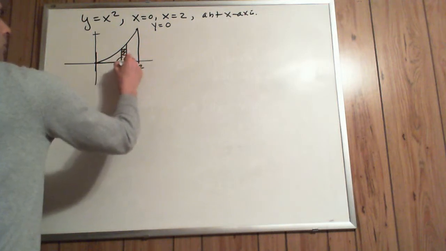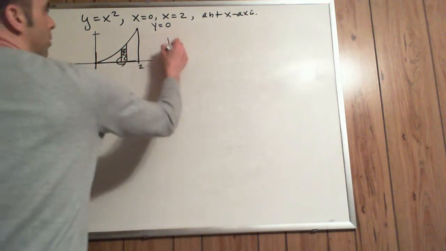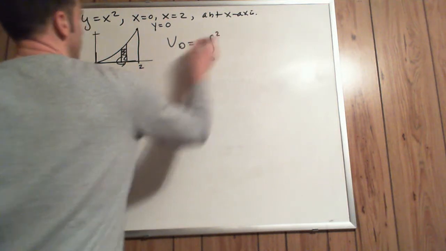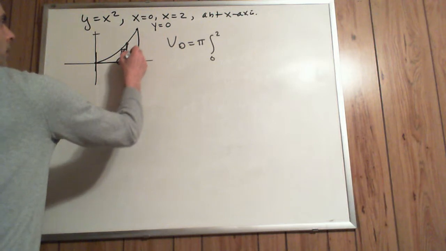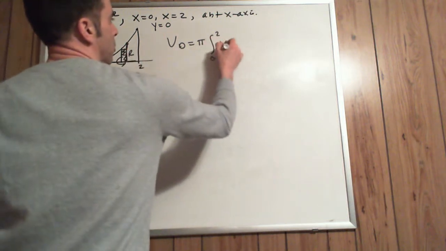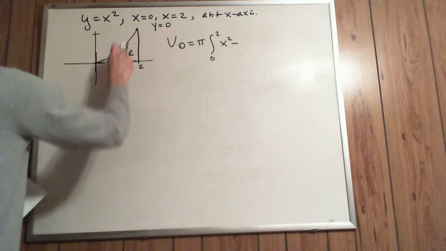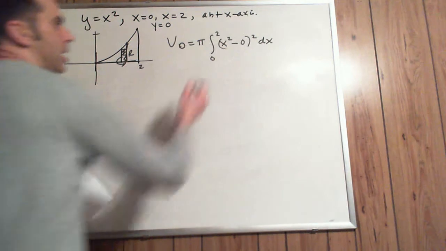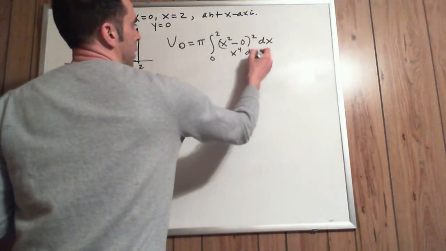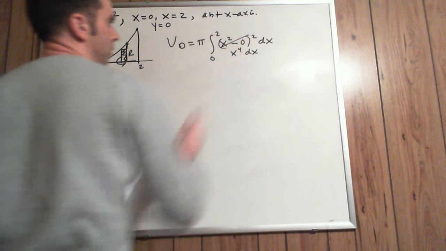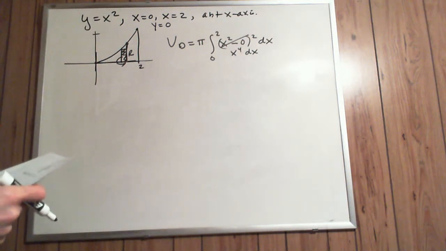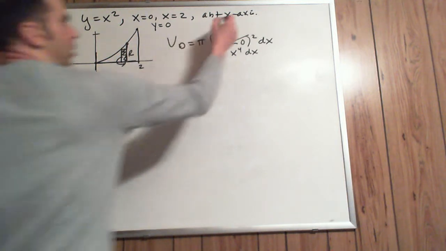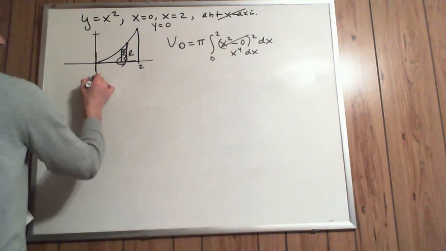Okay, well, this is still volume by disk. So volume by disk would be equal to pi times the definite integral from 0 to 2. How long is this? That's the radius of the disk. So that's x squared minus 0, top minus bottom, close it, square it, dx. And that would clean up to be x to the 4th dx. And then that would be x to the 5th over 5 from 0 to 2 times pi. And there's our answer.